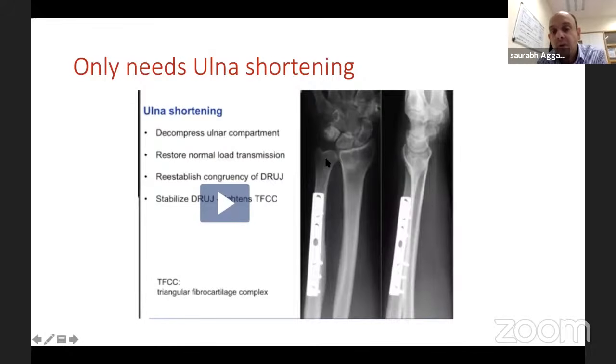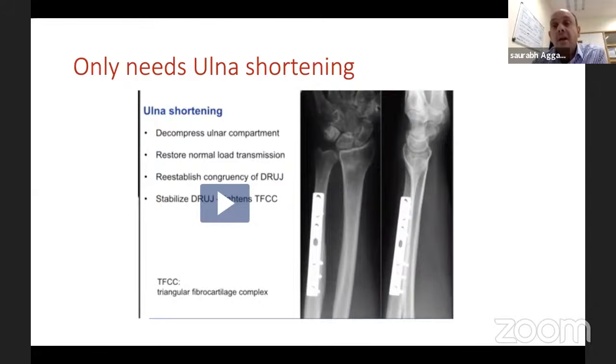They've decompressed the ulnocarpal compartment. So yes, you can do a simpler ulnar shortening procedure provided the prerequisites of radial inclination and volar tilt are met, which are very few and far in between, because as you know, radius tends to tilt to dorsal malunion, but this is important.